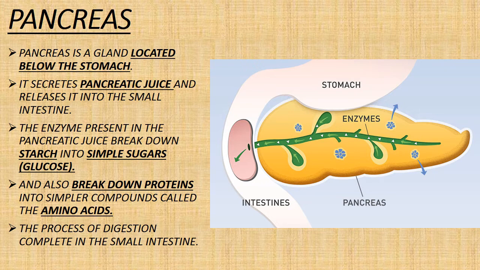And pancreatic juice breaks down starch, or you can say complex sugar, into simple sugar like glucose. It also breaks down protein into simpler compounds like amino acid. So the main function of pancreatic juice is that it breaks down starch into simple sugar, and it also breaks down protein into amino acid. So the process of digestion is complete in the small intestine. So this is about pancreas.